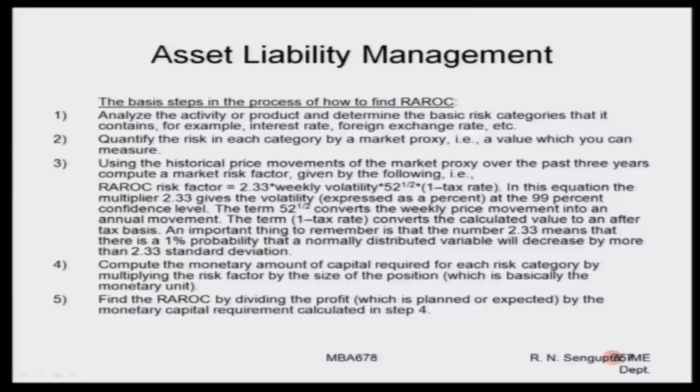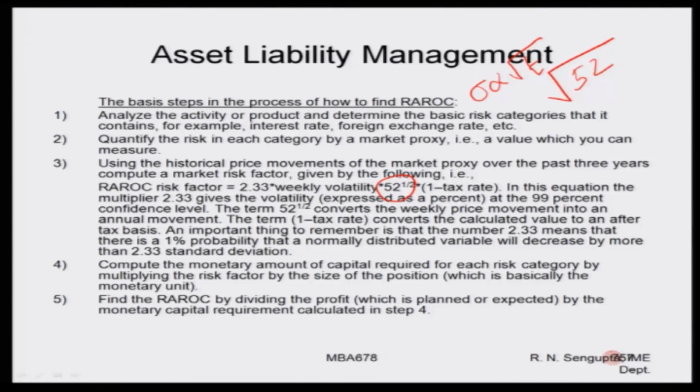So, he is using historical price movement on the market proxy over the last 3 years to compute a market risk factor given by the following example. So, RAROC would be calculated as 2.33 into weekly volatility, and this 52 means the number of weeks. And if you remember, volatility or standard deviation is proportional to the square root of time. Hence, this square root of time is coming, that is 52 to the power half, and this weekly factor.